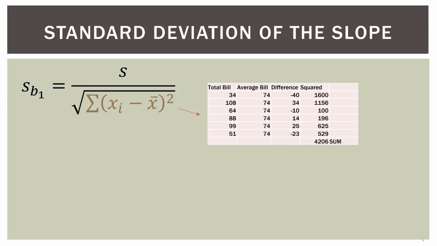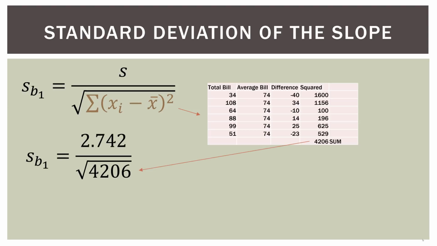It's very simple. We put that back in, and then we have 2.742. That's the root mean square error, which is actually from our output there at the top. It was underneath the r square, adjusted r square. I think it was the third one. So 2.472 divided by the square root of 4206, which we just found out. We do that, and that is our standard deviation of the slope, which is 0.04228.